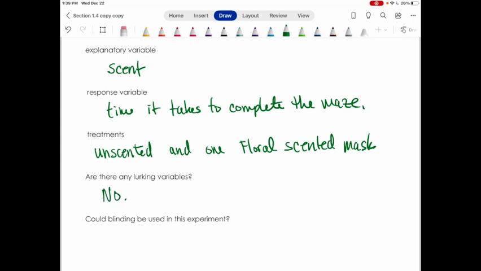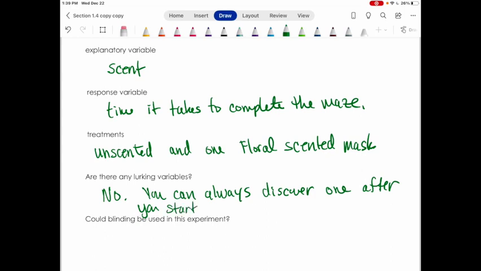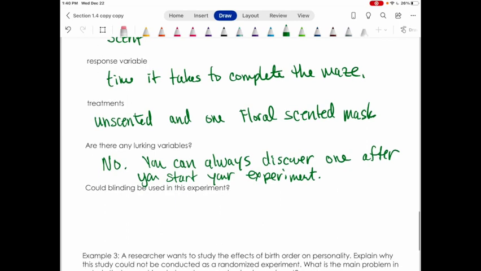But I'm also going to add in, you can always discover one after you start your experiment. Right? You don't know what you don't know. But off the top of my head, I don't see any in this question.